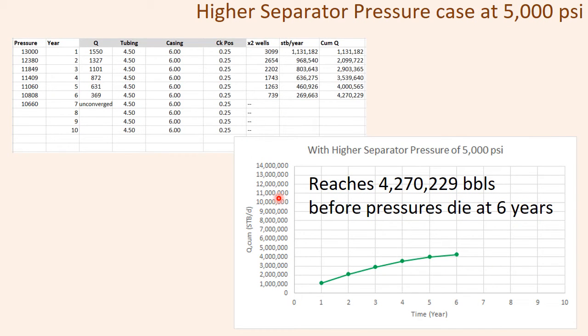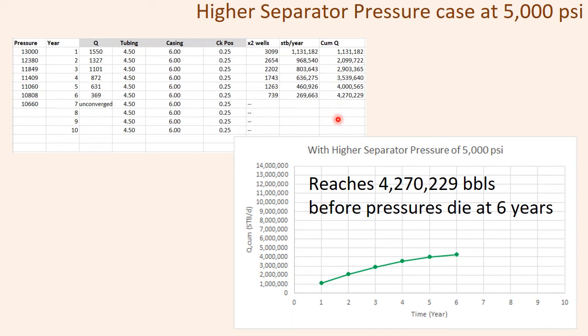This is our first varied parameter case that we chose. We set our separator pressure at 5,000. As you can see, we unconverge here due to the fact that our pressure drop is too much and we cannot have enough flow.